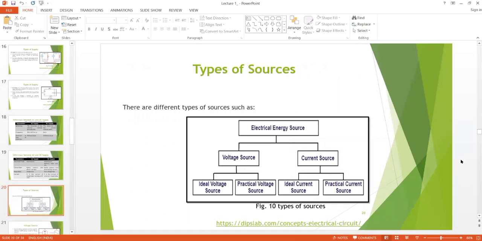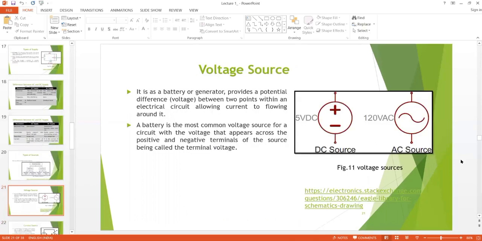There are different types of sources available with us. So you can see we are having voltage source, we are having current source. It can be ideal voltage source, it can be practical voltage source, it can be ideal current source or practical current source. So when I talk about ideal, it means that it does not have any kind of resistance. In practical, we will see that we will have resistance and we won't have a constant voltage. In the other way, in ideal case, yes, we will have constant amount of current or constant amount of voltage when we have a current source or voltage source.